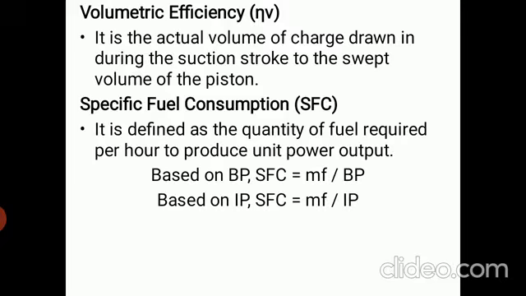Then fuel consumption. Fuel consumption means the amount of fuel consumed per unit time. Specific fuel consumption means the amount of fuel, per kg per unit time, consumed to produce 1 kilowatt of power output. That is termed as specific fuel consumption. So total fuel consumption per brake power is termed as brake specific fuel consumption.